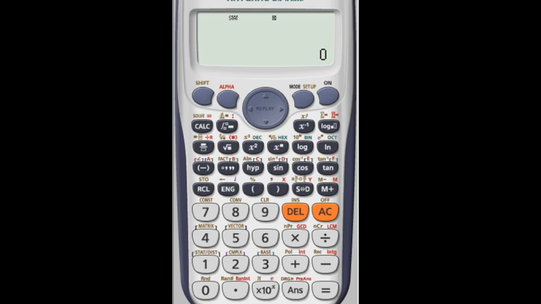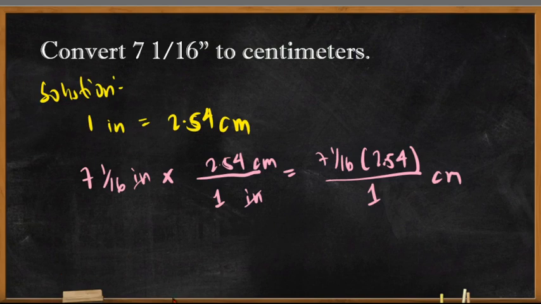So that will be 7, fraction 1 and fraction 16, that will be times 2.54 divide 1. Okay, and we will have 17.94. So our answer will be 17.94. You need to round off the 3 because 8 is the next digit to 3. So we have 17.94 centimeters. And this is your answer, okay?